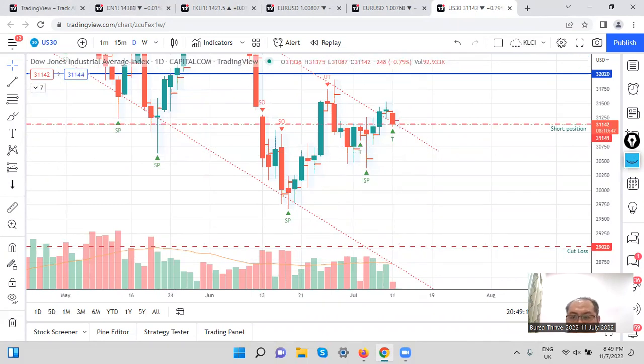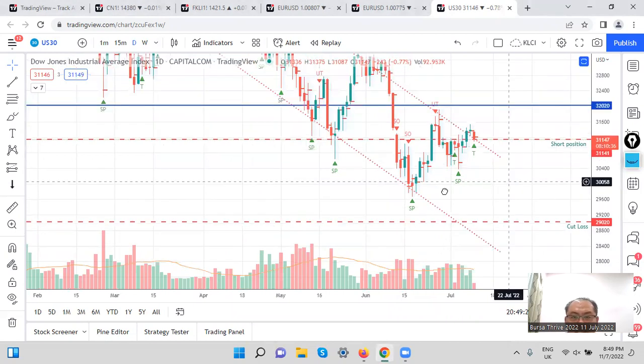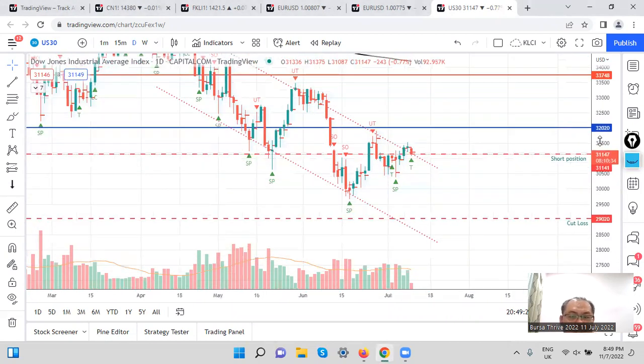So this is the US Dow Jones, US 30. You can see here that we have already reached this upper level.